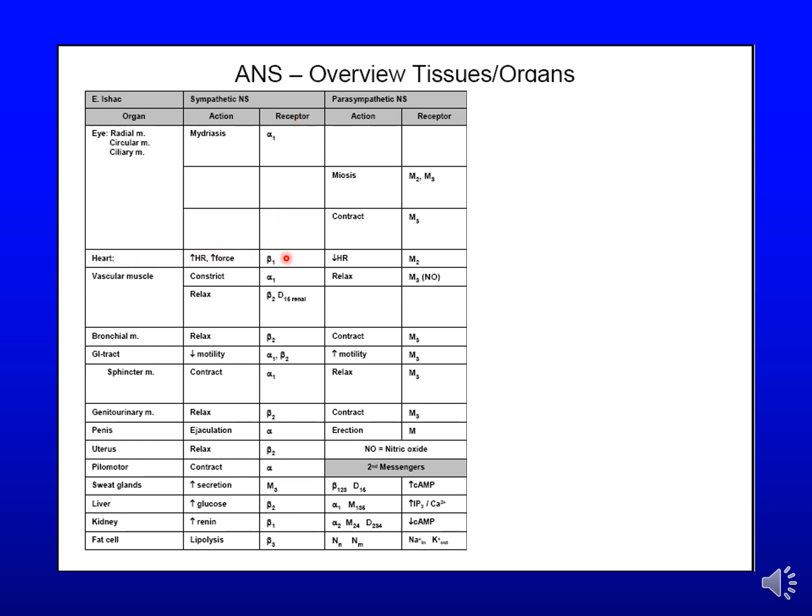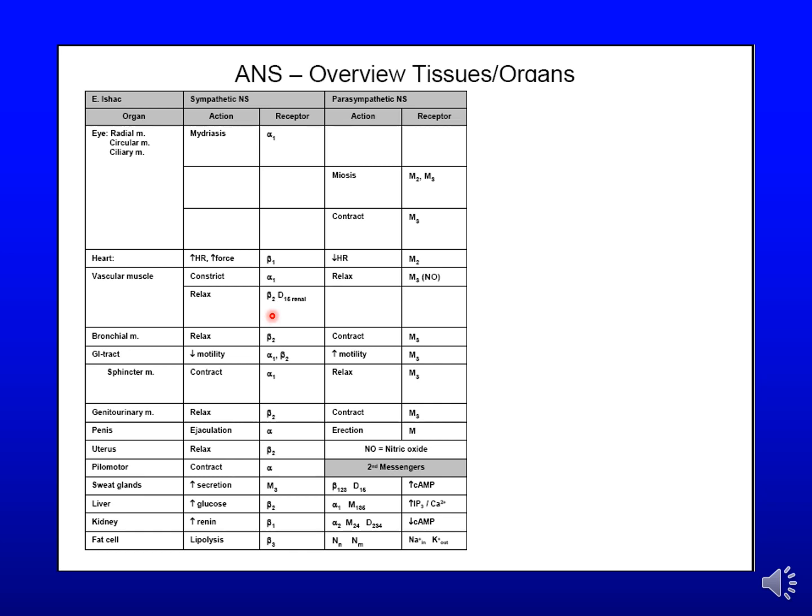For example, if we look at the heart, the receptor of the sympathetic nervous system that's responsible to produce this effect are beta cells, and specifically beta 1. The effect on the vascular system of the sympathetic nervous system is mediated through two receptors. It will constrict the blood vessels through the action on alpha 1, but also we have the action of beta 2, where it can relax these smooth muscles of the vascular system.